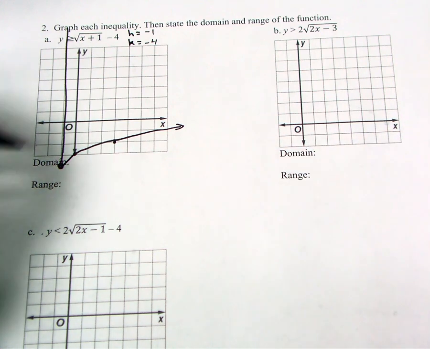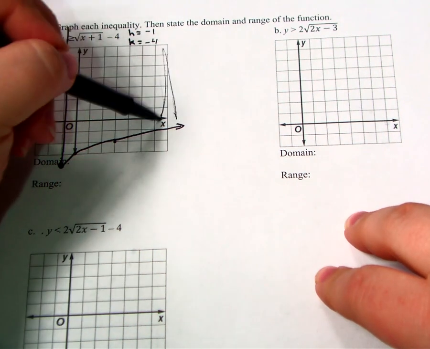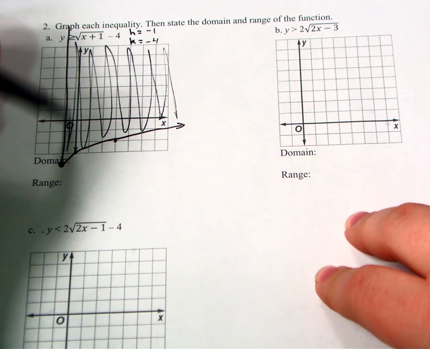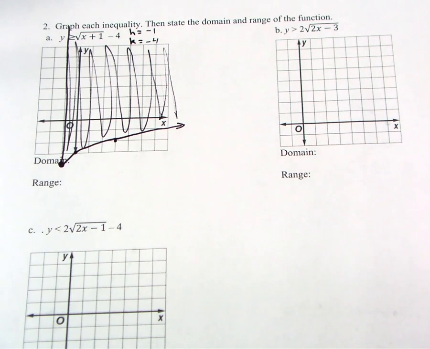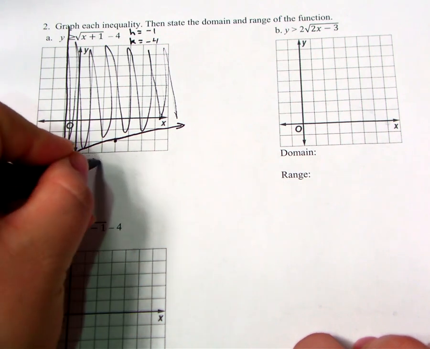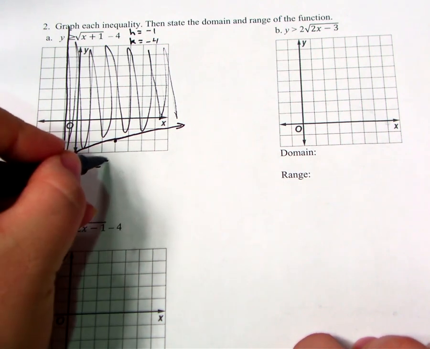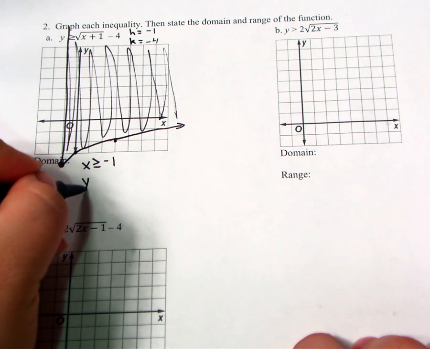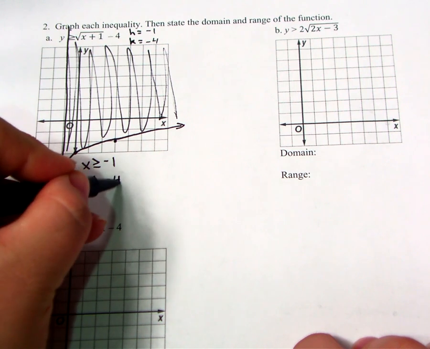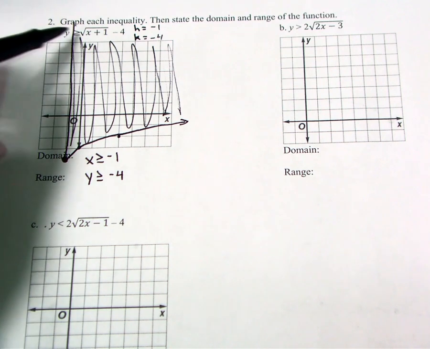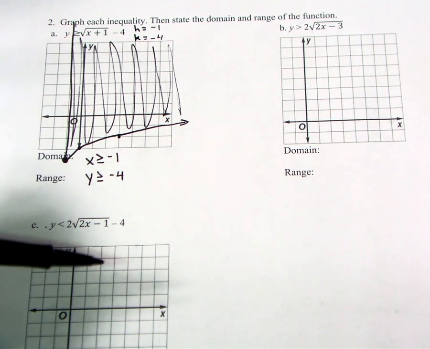Now I'm using a solid line in this case because it's got an equal to. If it was a not equal to, we'd use a dotted line for that barrier. But the barrier must always be drawn. There's our shading. When we talk about domain, we have x is greater than or equal to our -1, and y is greater than or equal to our -4. Again, equal to's, because that's what it indicated up here and by our solid lines.